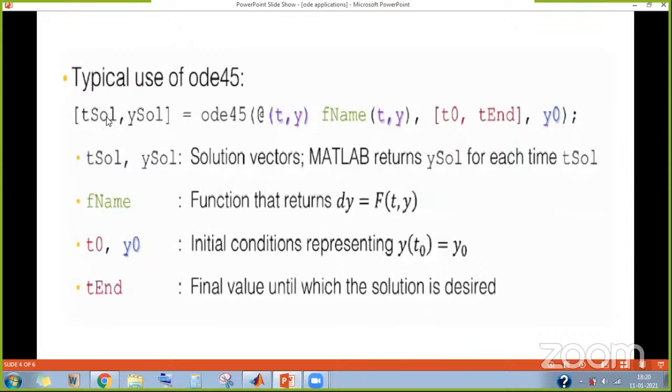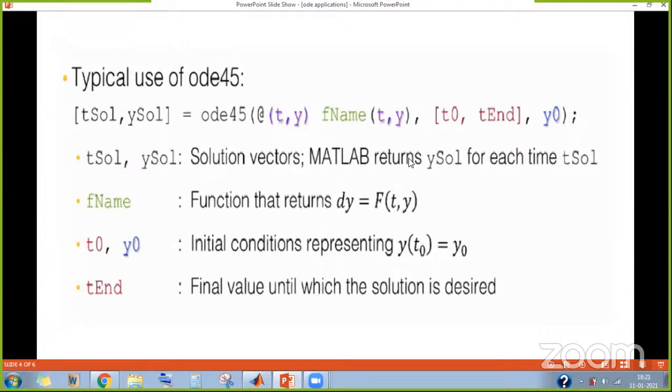Okay. So Venudar had already given you a session on ODE45, but still let us look at the syntax of it. Firstly, we have to give this tsol comma ysol. We can give any name as you wish. This is the time vector, and this is the solution vector. And this is the function name. We have to provide the function which returns the function.